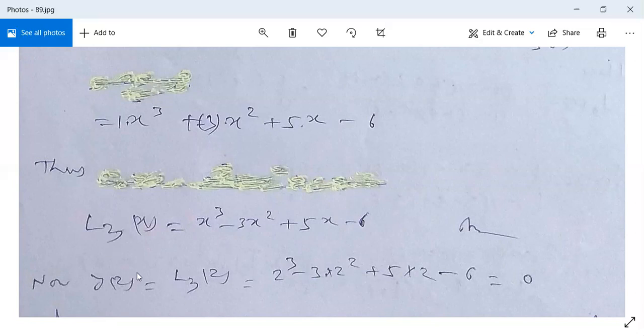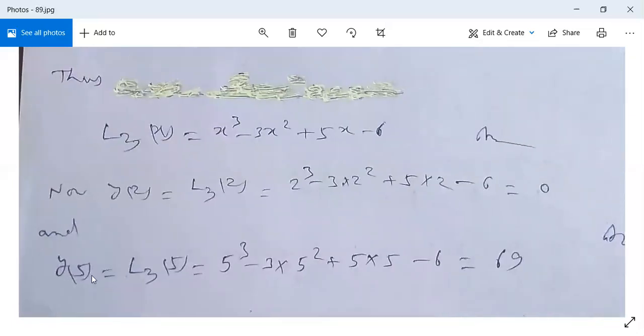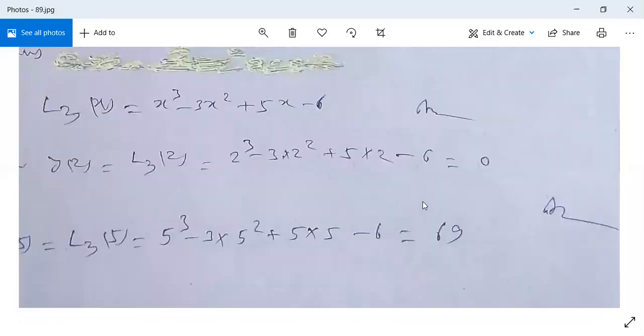Now we need to find y2 and y5. So y2 means substitute x equal to 2 in this polynomial. So y2 will be L3 of 2. It means substitute x equal to 2 here. So it will be 2 cube minus 3 into 2 square plus 5 into 2 minus 6. The value comes out to be 0. You can check it. And y5 means L3 of 5. So substitute 5 for x here. So it is 5 cube minus 3 into 5 square plus 5 into 5 minus 6. It comes out to be 69.